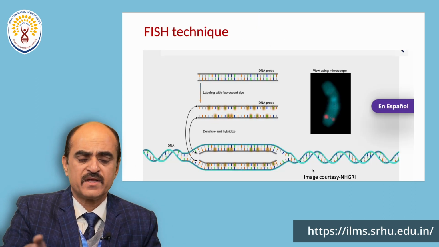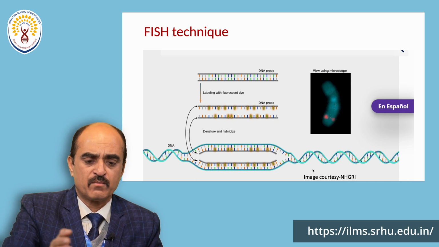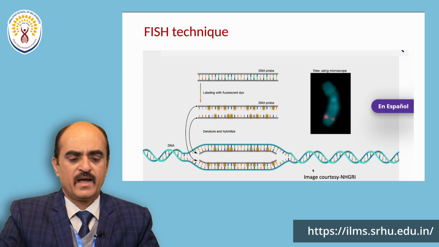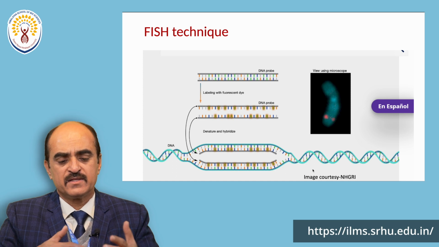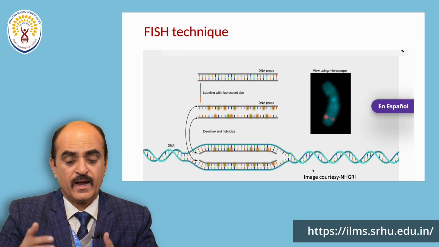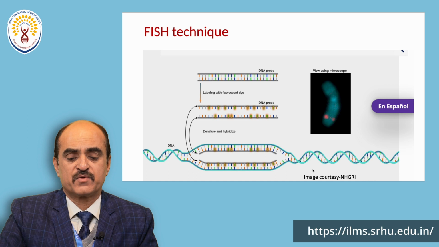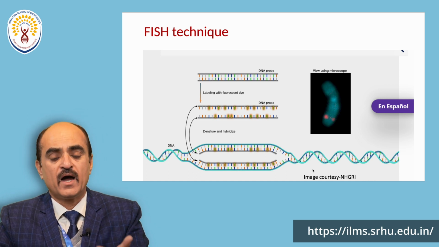Again, there is a DNA probe. The DNA probe is labeled with the fluorescent dye, and then you denature and hybridize. It hybridizes with the similar genomic sequence. In this way, you can identify the particular sequence.